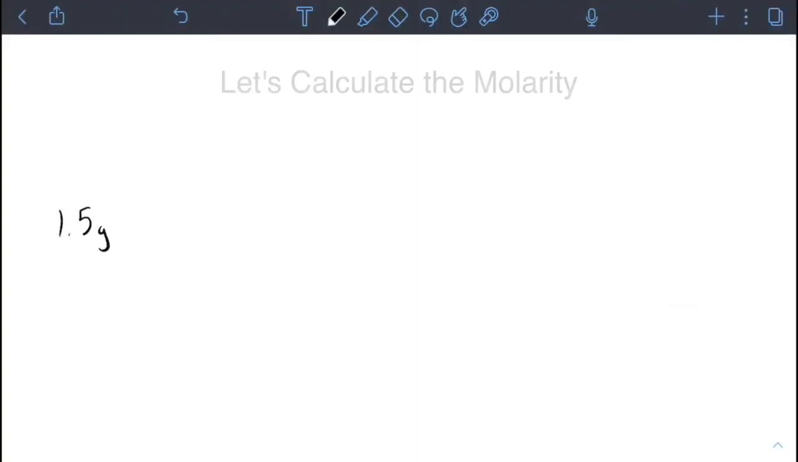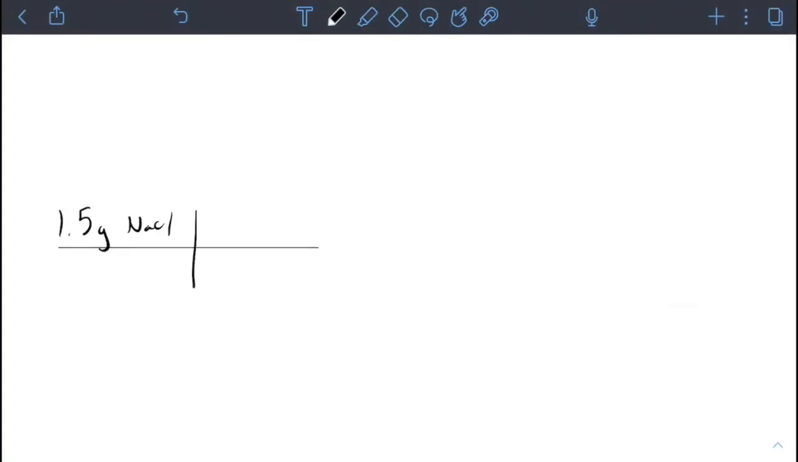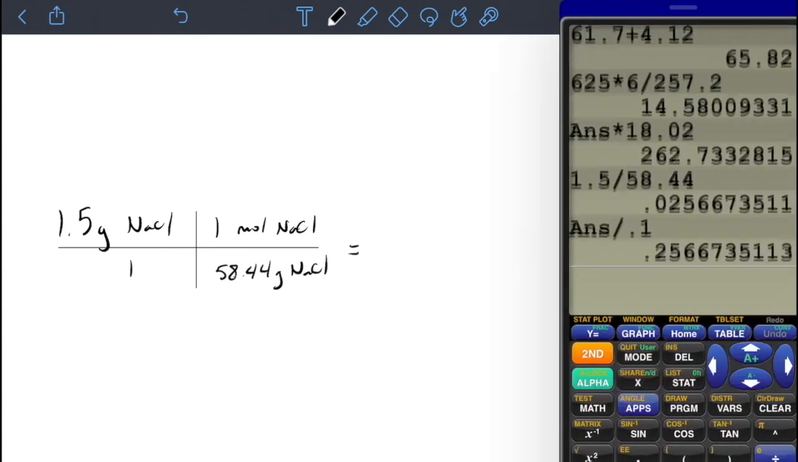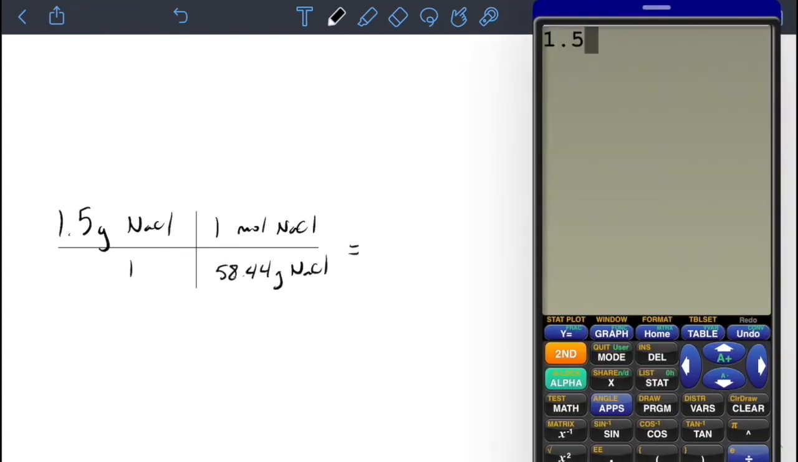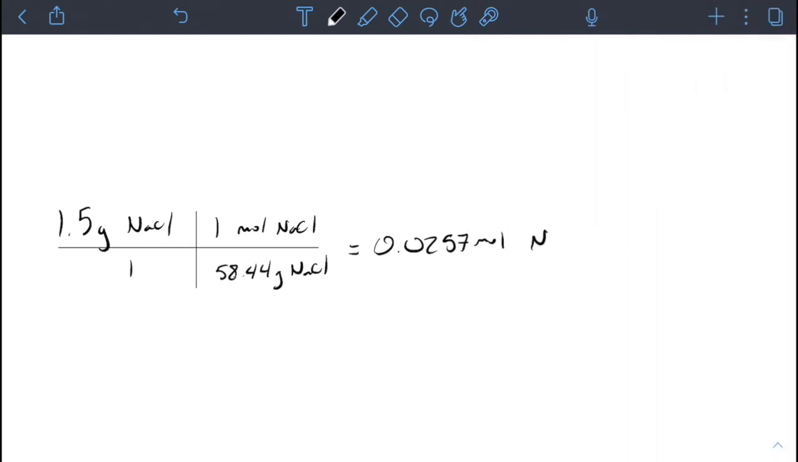Now I'm going to calculate the molarity of the solution using the 1.5 grams of sodium chloride. I want to divide, as we showed previously, by the molar mass of sodium chloride to figure out how many moles of NaCl that I have in the solution. So I take 1.5 and divide by 58.44. I get a total moles of 0.0257, rounded off to 3 significant figures.